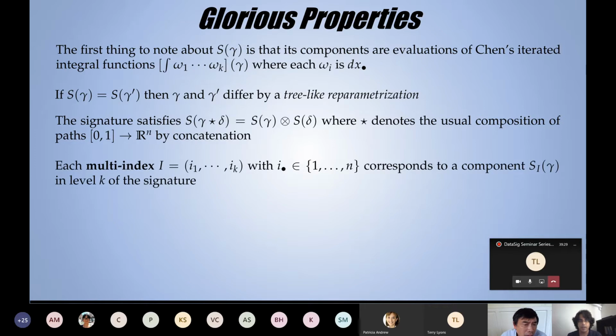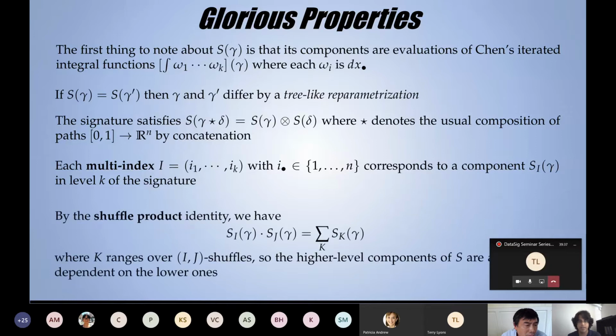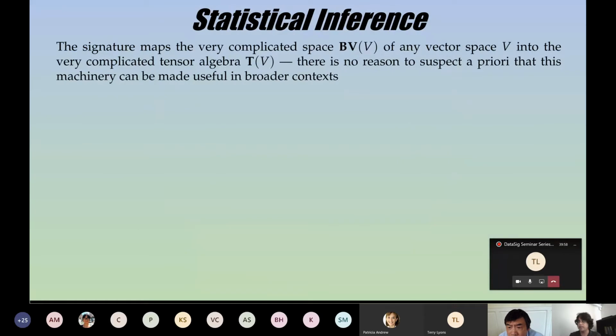And every multi-index corresponds to a term in level k of the signature, where k is the number of terms in your multi-index. And you have the same shuffle product identity, where if you multiply the signature with respect to two different indices, then you get a sum of the signature with respect to shuffles of the union of those two indices, which I think are all properties you know. And it is because of these properties that it is such a wonderful tool for statistical inference and machine learning, which is the third part of our journey.